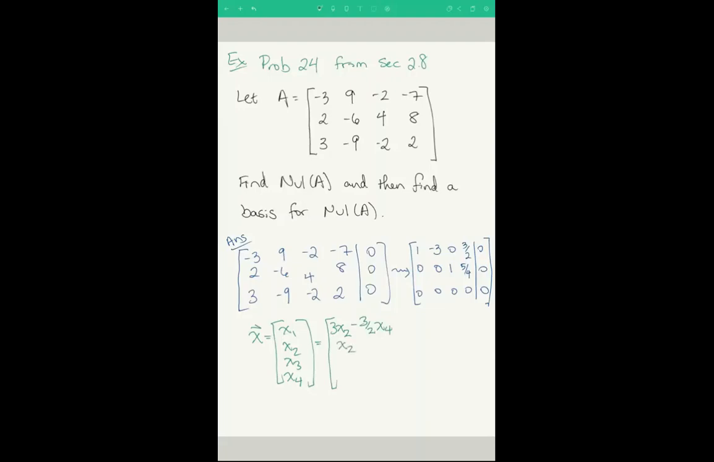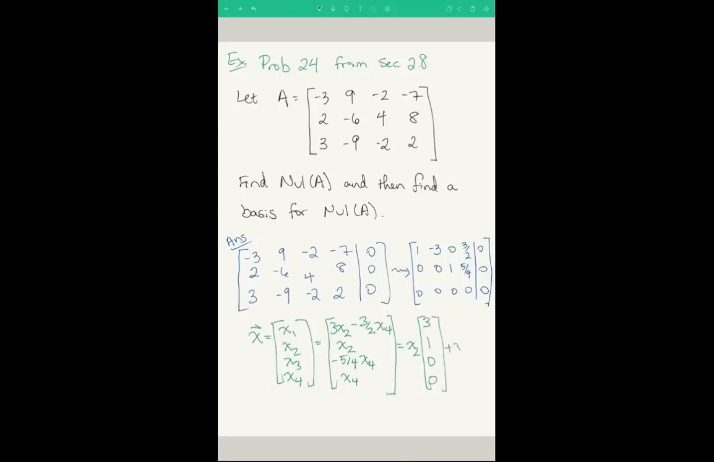x2, well, that's just itself. x2 is a free variable. x3 equals minus 5/4 copies of x4. And x4 is also just itself because x4 is again a free variable. So we have 2 free variables here, which means if we want to write this in parametric vector form, then we can factor out our x2. And how many copies of x2 does x1 have? It has 3 copies. x2 has 1 copy. There are no x2s in x3, and there are no x2s in x4.